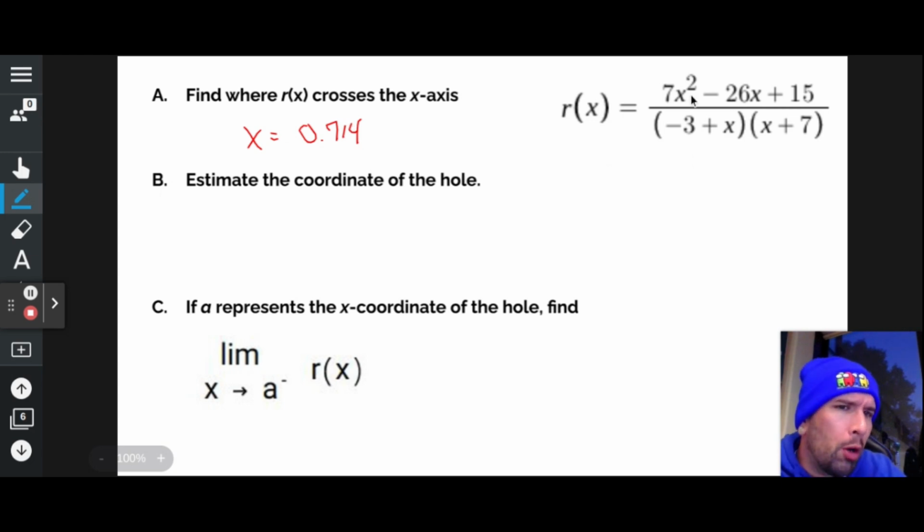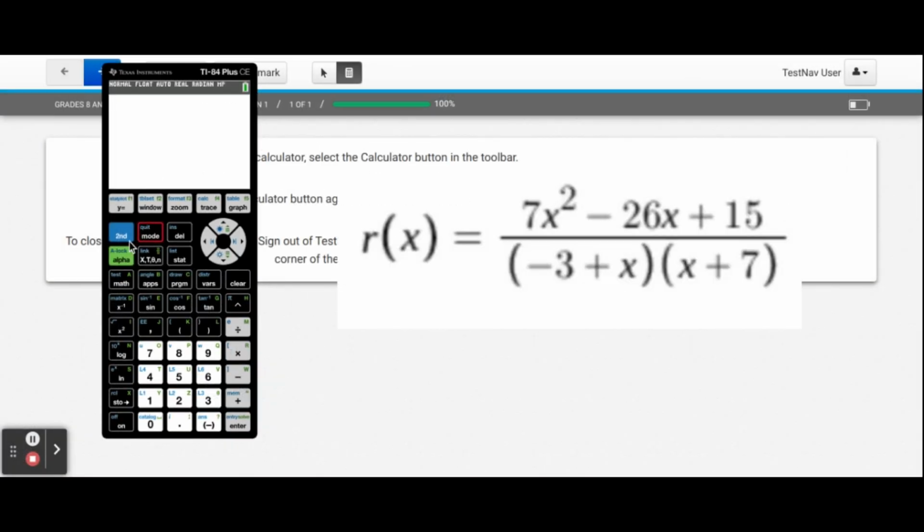Now, what I could do for part B is I could try to factor this out and find my hole that way, but I'm going to use a little calculator trick to do that. Check out the video, you'll see what I mean. Okay, so now I am told that there is a hole somewhere, which means I have a factor downstairs that's pretty much exactly the same as a factor upstairs. So how do I find out the factor upstairs? Well, let's get rid of the downstairs and find out what my zeros are.